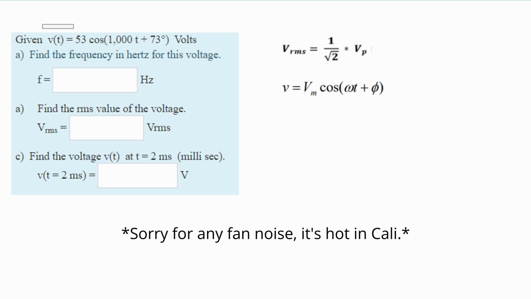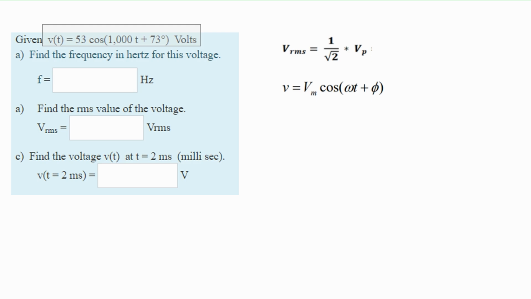In this problem, we are given v of t is equal to 53 times cosine of 1000 times t plus 73 degrees, and this is in volts. We need to find the frequency in hertz for this voltage, find the RMS value of this voltage, and find the voltage v(t) at 2 milliseconds. We're going to use these formulas right here. They can also be found in the notes, which are linked in the description below.